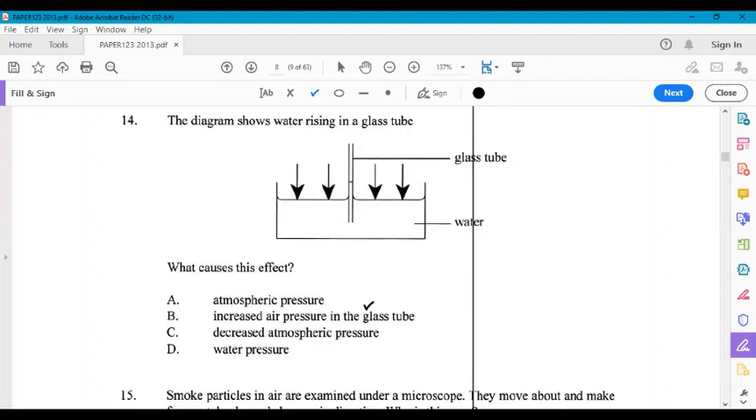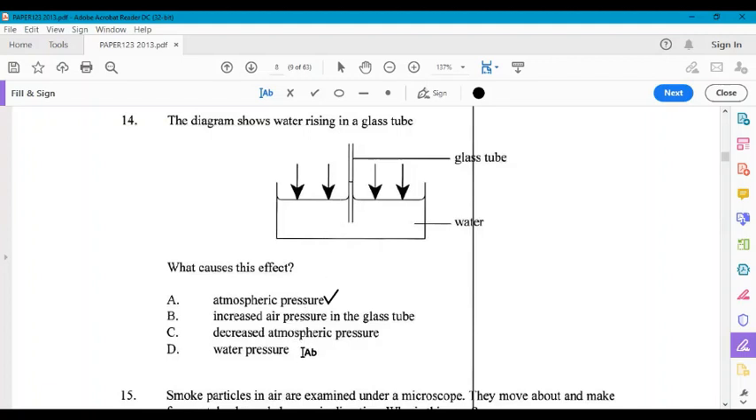So if the water is rising, then that means that there's an increase in pressure. Okay, increase in atmospheric pressure, to be specific. So the cause of this effect is the presence of atmospheric pressure. Okay, increased air pressure in the glass tube is not correct, because there is a vacuum in that tube. If there was increased air pressure in the tube, then the air would expand and push the water out. And so we would see the water level rising outside of the tube instead of inside.